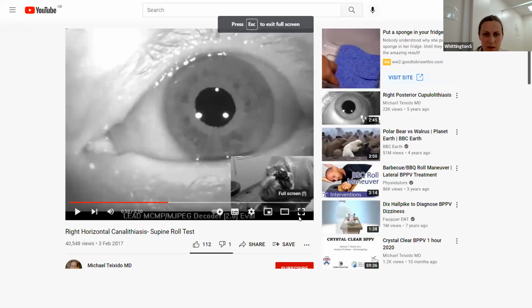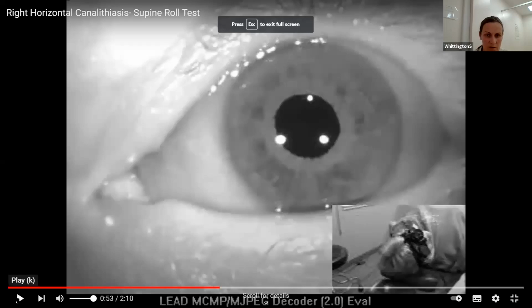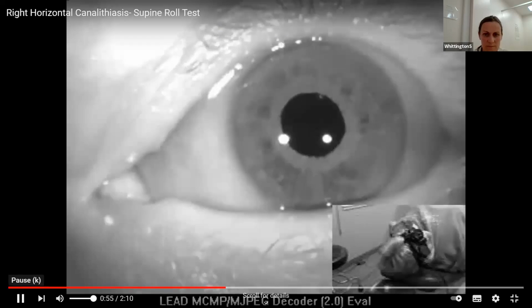So here we have purely the side-to-side movement.